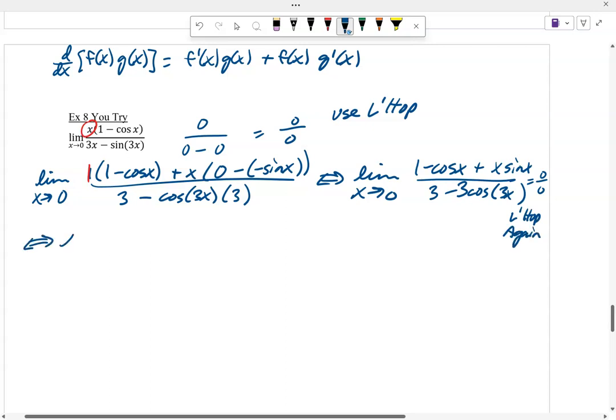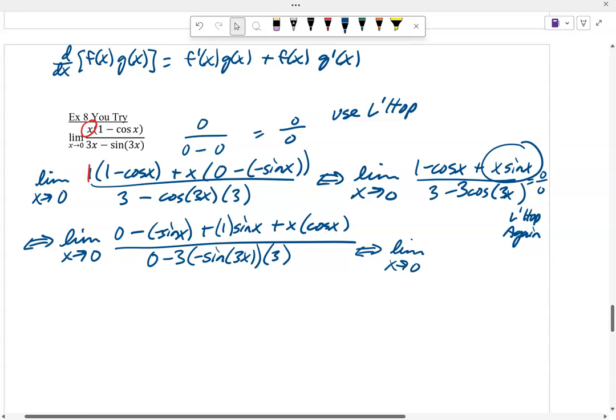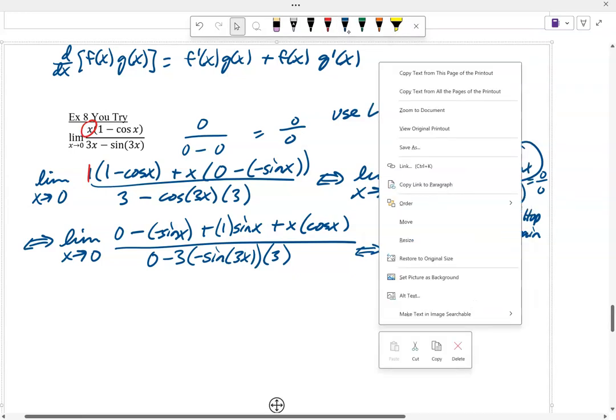All right, so derivative of 1 is just 0 minus derivative of cosine is negative sine plus, now here I've got to use the product rule. So derivative of x is 1, derivative of the first times the second plus the first times the derivative of the second. And now on the bottom, derivative of 3 is 0. Derivative of the cosine is negative sine. I got chain rule on that, 3x, times 3. And so we've got the limit as x approaches 0 of sine x. Oops, come on. No, don't do that.